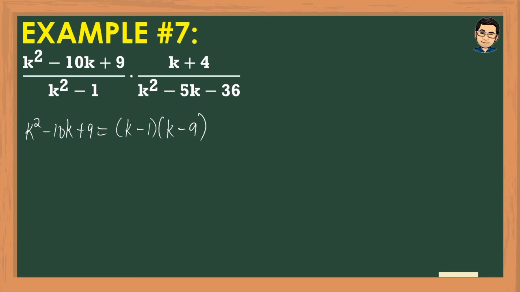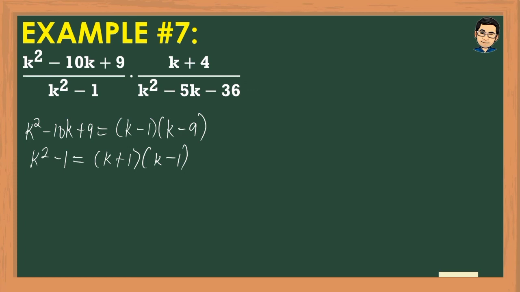So, negative 1 plus negative 9, that is negative 10. So as you can see, kahit na parehong negative yung sign ng ating mga terms, nakuha pa rin po yung product na positive 9. Next, k squared minus 1, that is using difference of two squares. So that is k plus 1 times k minus 1. So isa sa mga madaling factoring techniques ang difference of two squares.